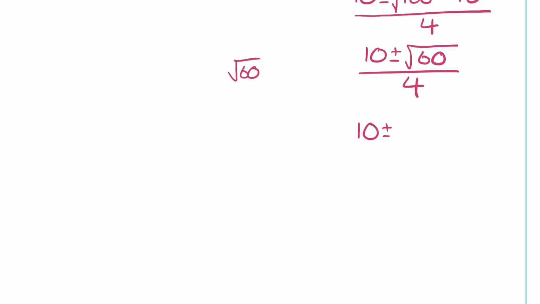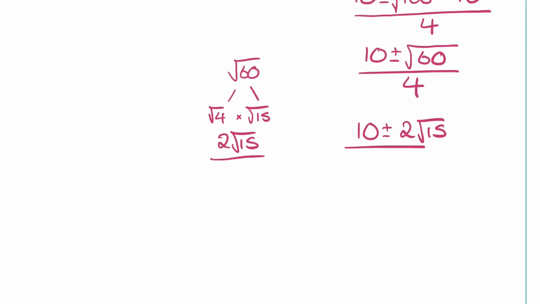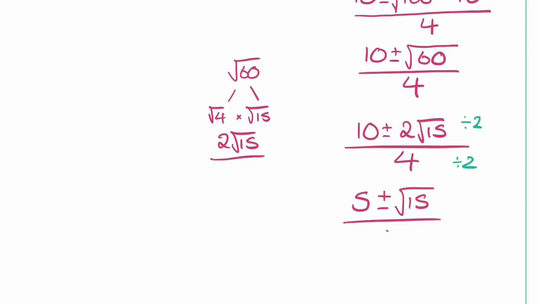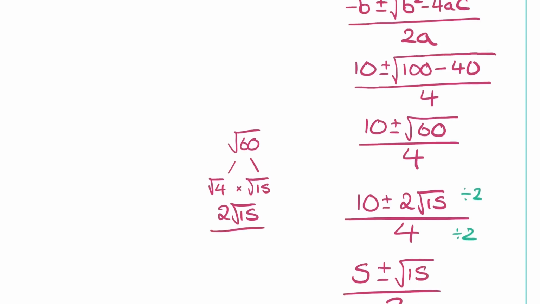So root 60. That is root 4 times root 15, so that's 2 root 15, there's that 2 we were looking for, so 10 plus and minus 2 root 15 over 4, we can now divide the top and bottom by 2, and we get 5 plus and minus 1 root 15 all over 2. And there we go, we finally got there.